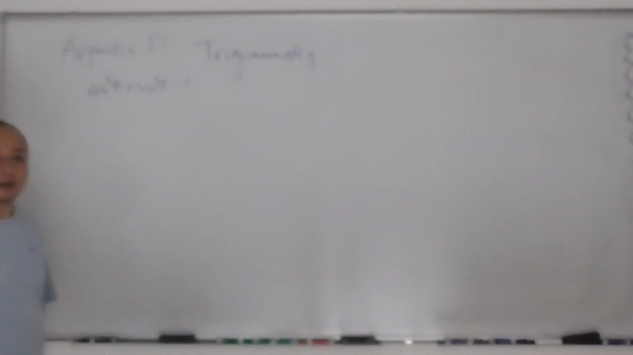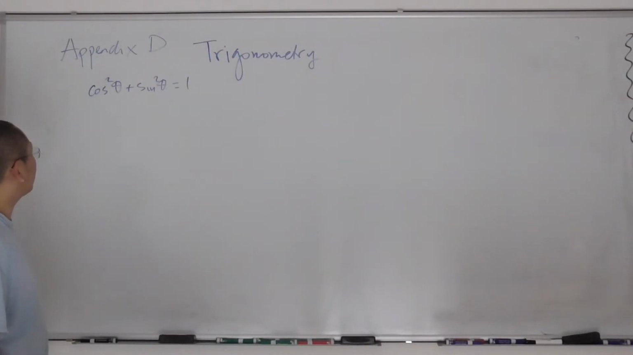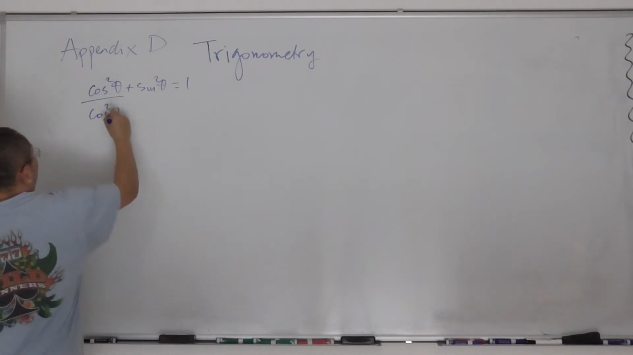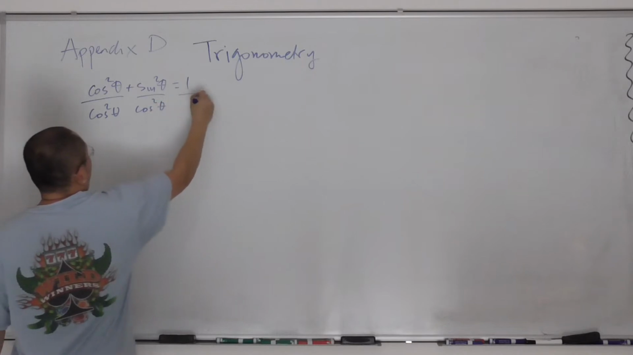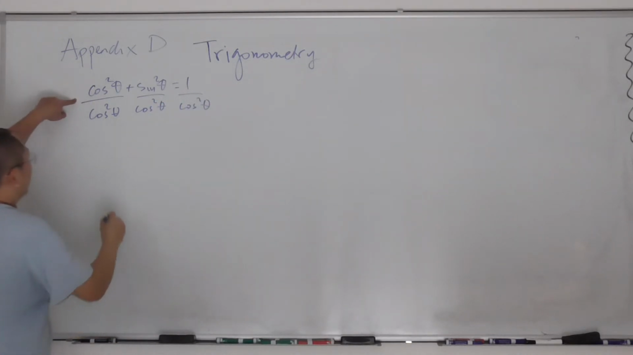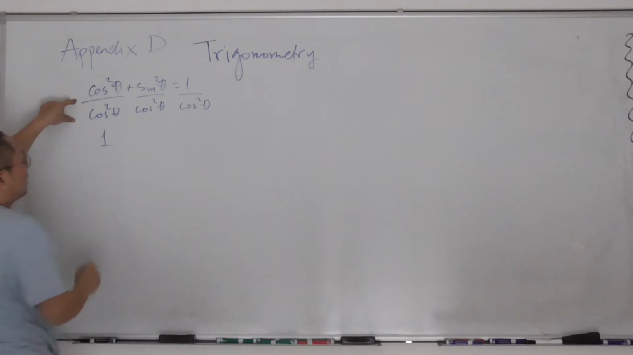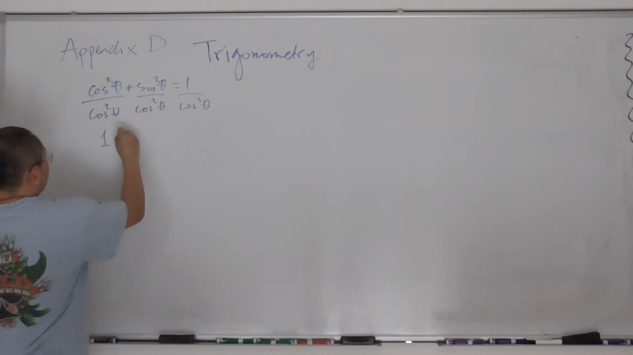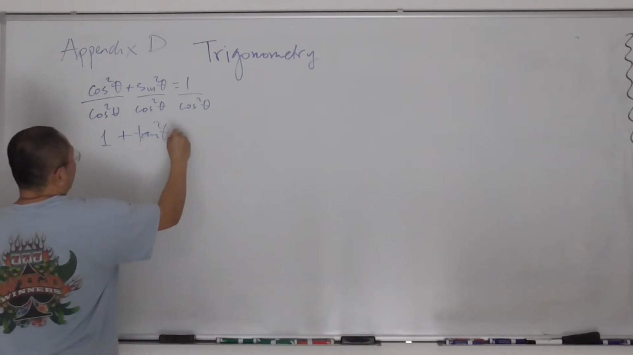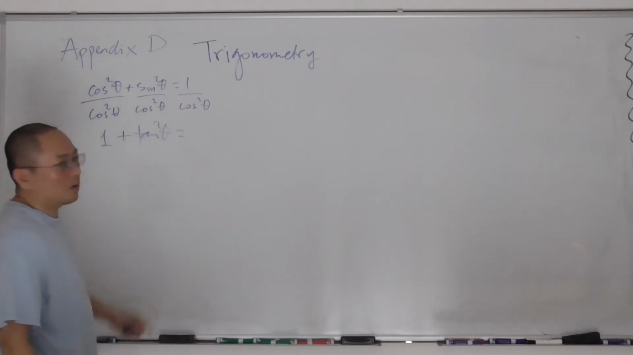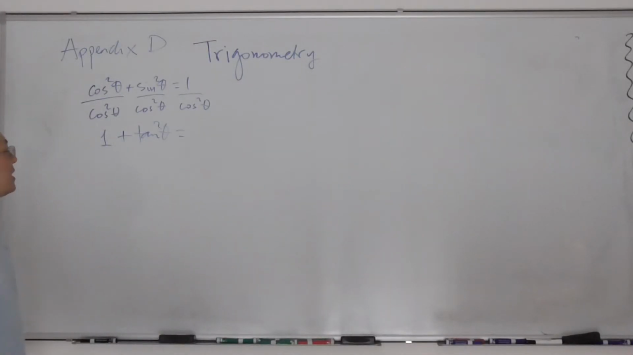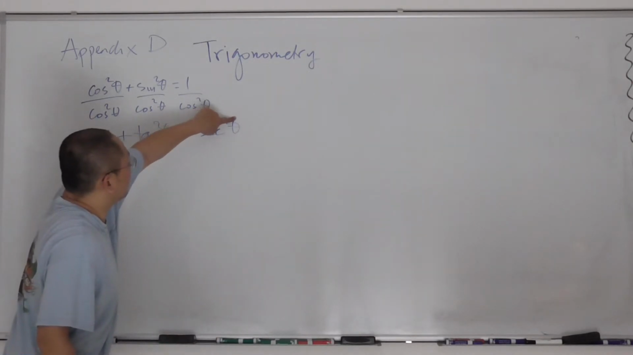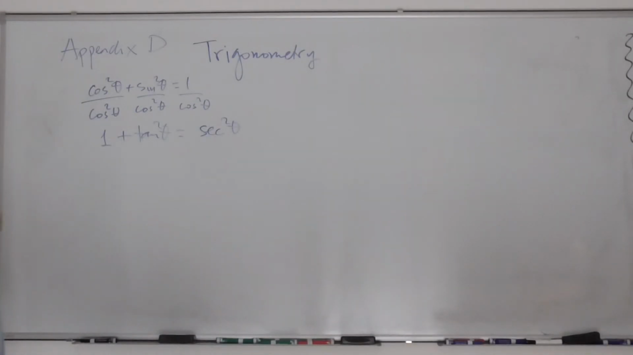Start from here. What if I divide both sides by cosine squared? And we have what? Cosine squared divided by cosine squared is 1. Sine over cosine is tangent. We just learned it a minute ago. Squared. So this is plus tangent squared theta. And then 1 over cosine is the reciprocal of cosine, which is secant. So this is secant squared theta. Now we have the second trig identity, derived from the first one.